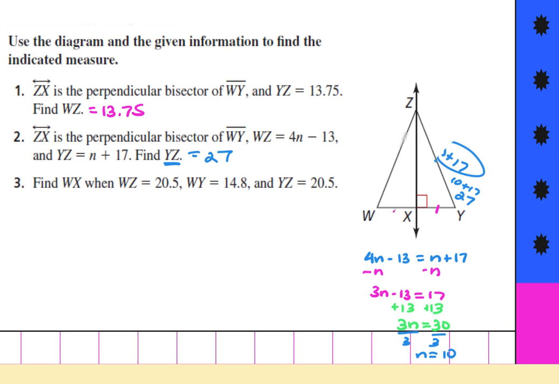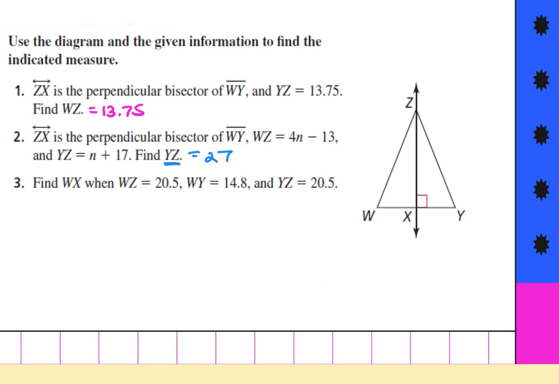Let me clear this off so we can go to the next one. The next one says, find WX when WZ is 20.5, WY is 14.8, and YZ is 20.5. This time it didn't give you the information about it being the perpendicular bisector. But because these are equal in distance, I know Z lies on the perpendicular bisector of WY, which means it cuts it into two congruent pieces. And WX would be 1/2 of 14.8, or 7.4.